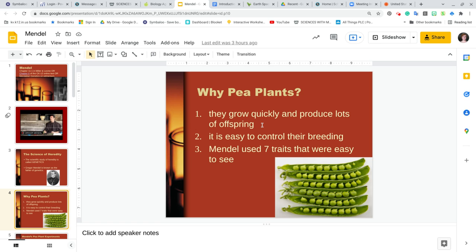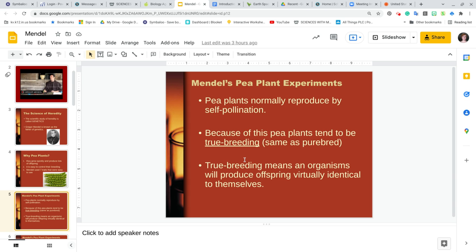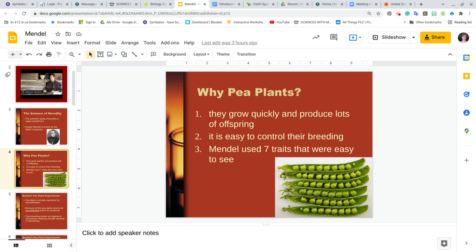One, they grow quickly and reproduce lots of offspring. Compare that to an elephant who has to carry a baby for like 18 months and it's only one baby. Or humans, again, mostly one baby, 9 months. It's easy to control pea plant breeding. Just try telling a human you have to breed with that person right there across the room. Yeah, that's not going to go over so well, especially considering you're at home. And there's 7 traits that were easy to see, and they were easily dominant or recessive.